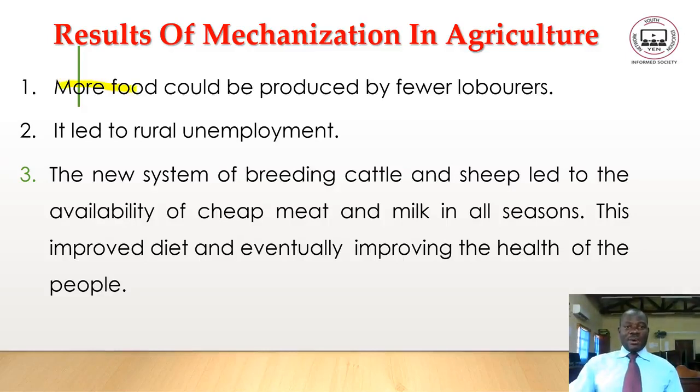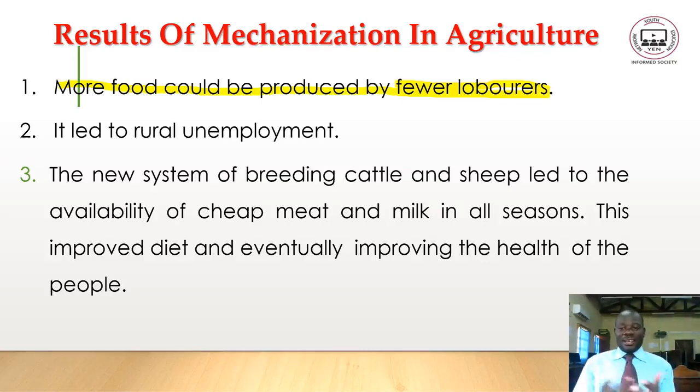Number one was that more food could be produced by fewer laborers. It didn't need everyone to be a farmer in order to produce much food. Very few were producing for many. So you can see it was a very positive thing.